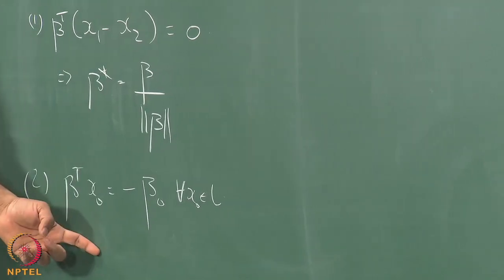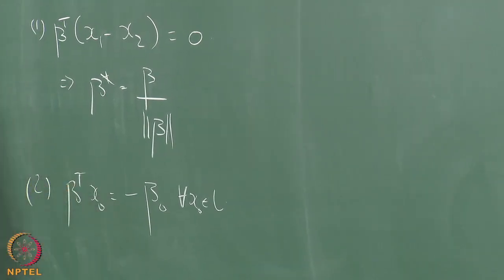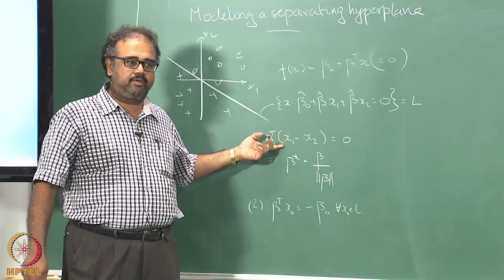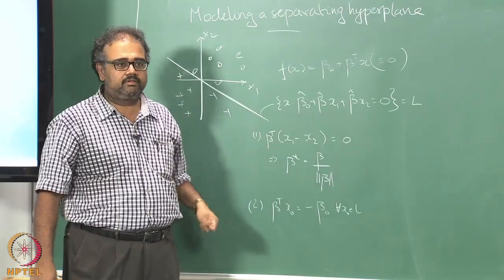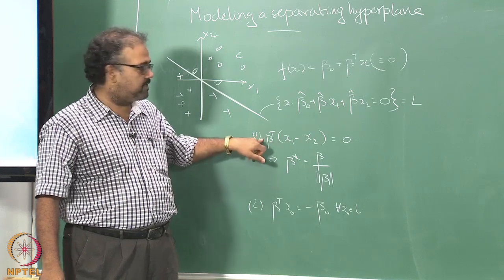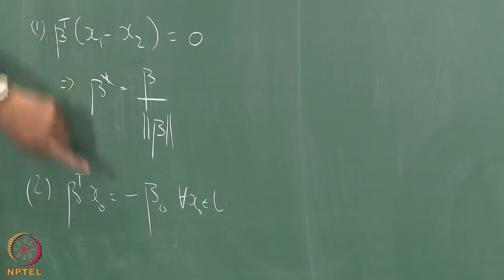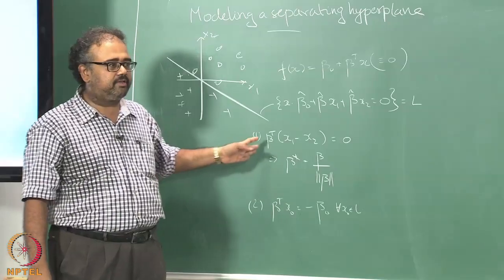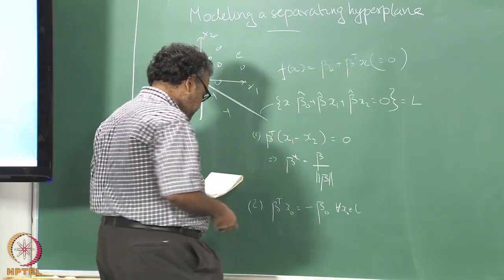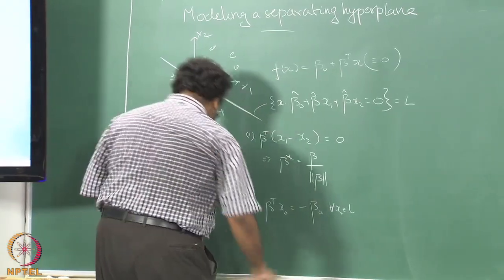Okay, this also we know. Beta transpose x naught is equal to minus beta naught. So that essentially gives you, this is 1 minus beta naught, that is plus beta naught, so it will be 0. This is beta, remember the beta naught is left out here. So beta transpose x1 will be minus beta naught, beta transpose x2 will be minus beta naught again, so this expression will become 0. That is why x1 and x2 belong to L, if people have not thought about that.